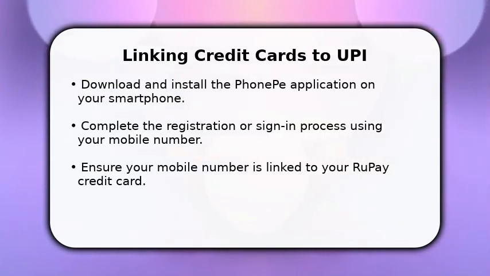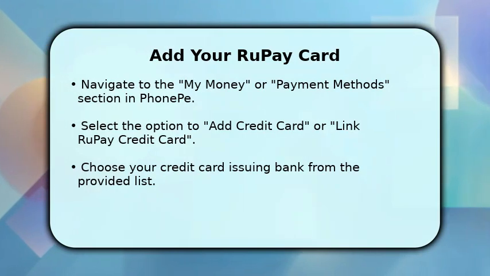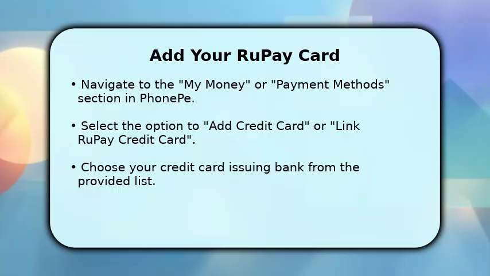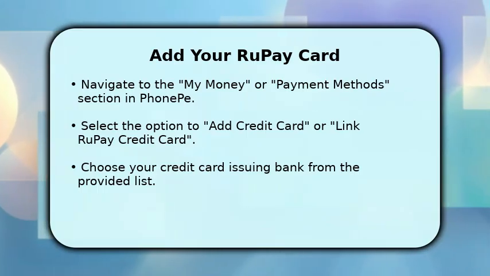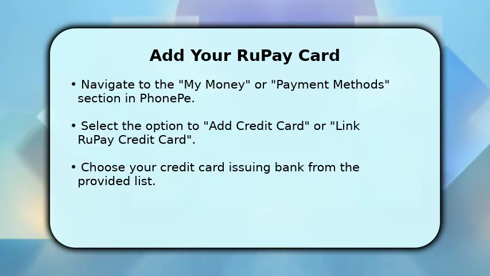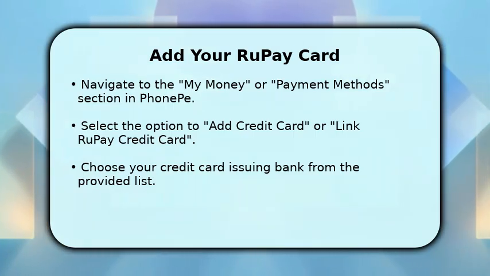linking experience. Once you are logged in, head over to the My Money or Payment Methods section within the PhonePe app. Look for the option to Add Credit Card or specifically link RuPay credit card. You will then need to select your credit card's issuing bank from the list. After that, enter the last 6 digits and the expiry date of your RuPay card. Finally, verify your card by entering the one-time password received on your registered mobile number.